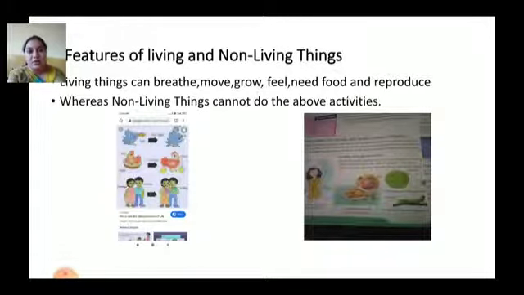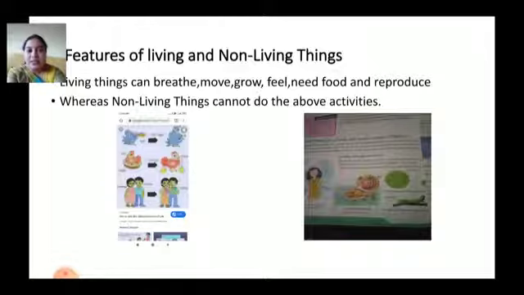Now what are non-living things' features? Non-living things' features are exactly the opposite of living things' features. Non-living things do not require food, non-living things do not grow, and non-living things do not reproduce. And living things can feel sensation, whereas non-living things do not have any sensation or feel anything.